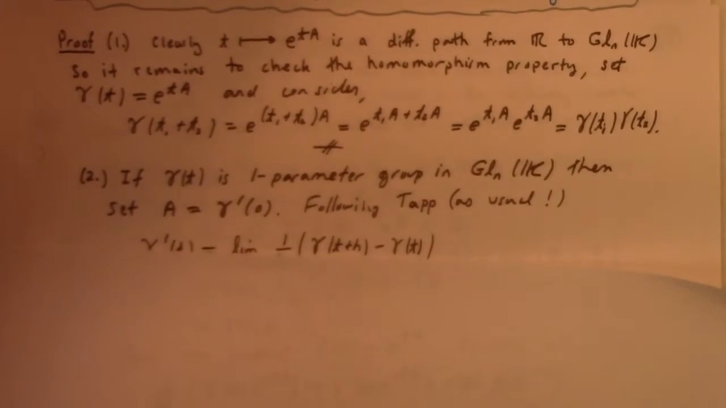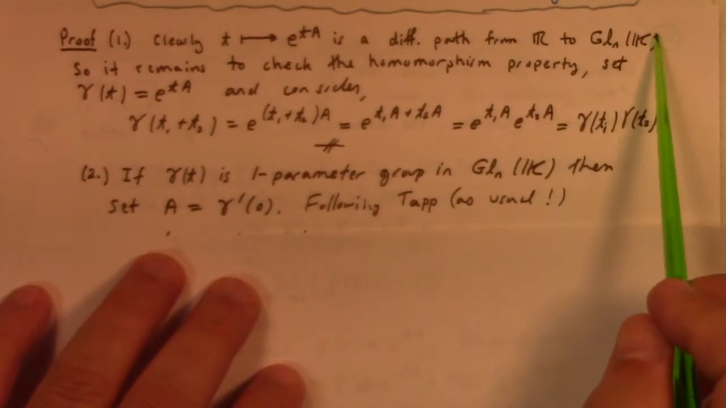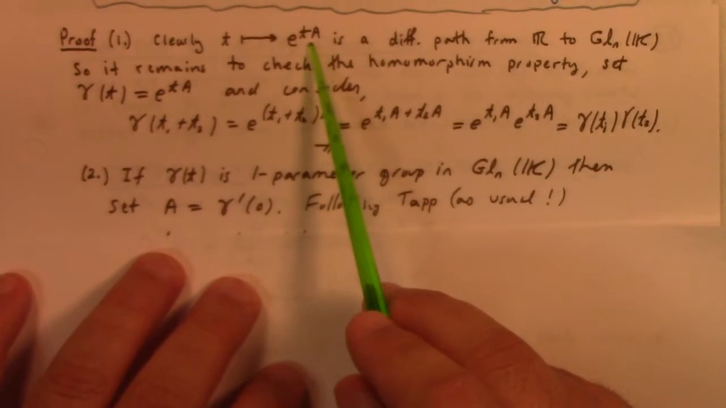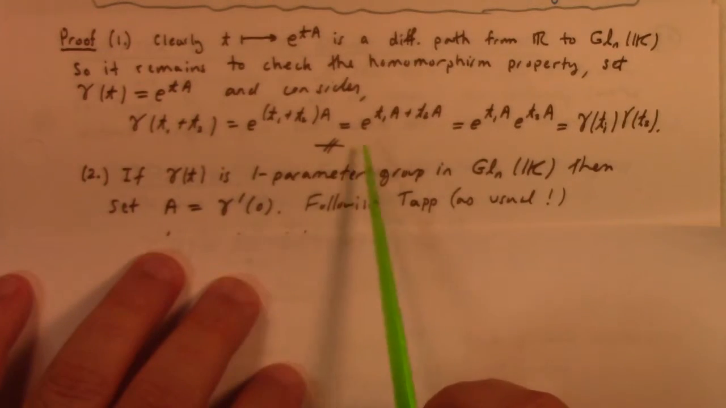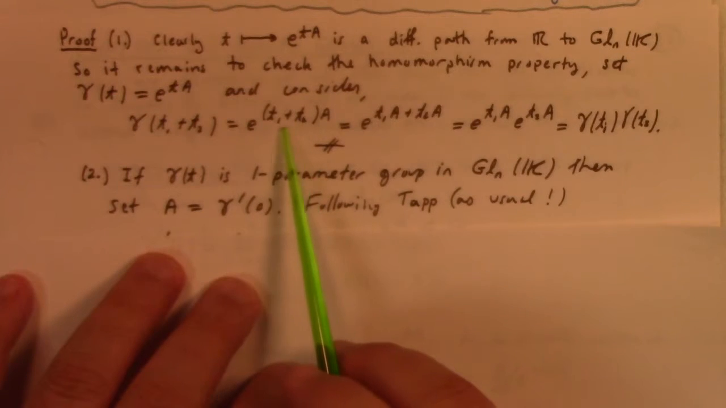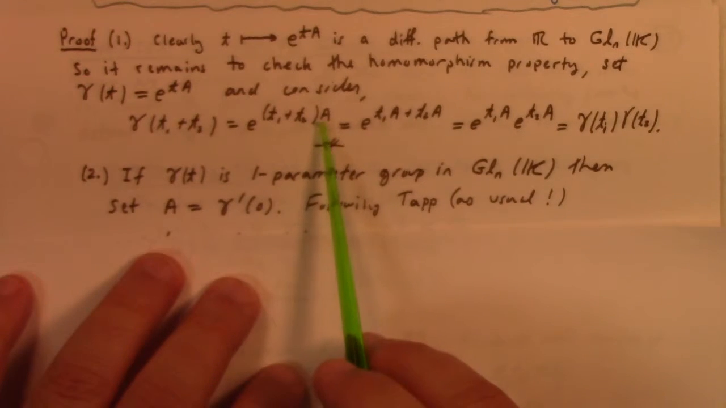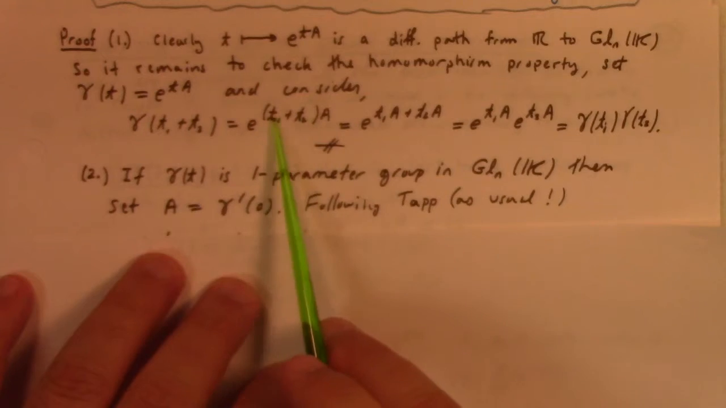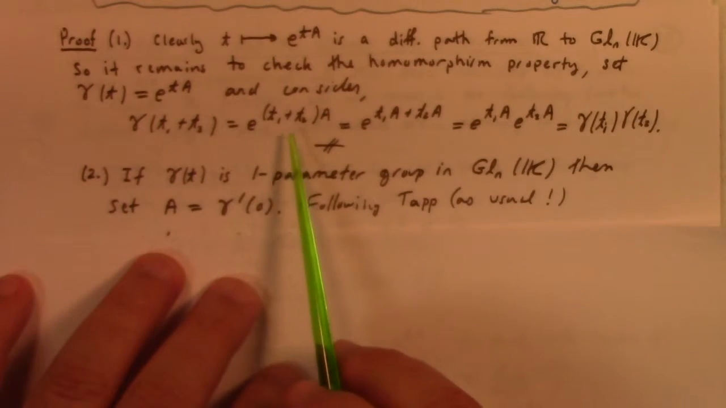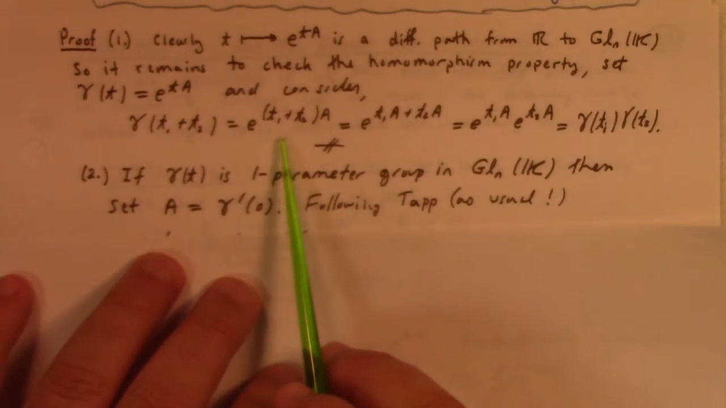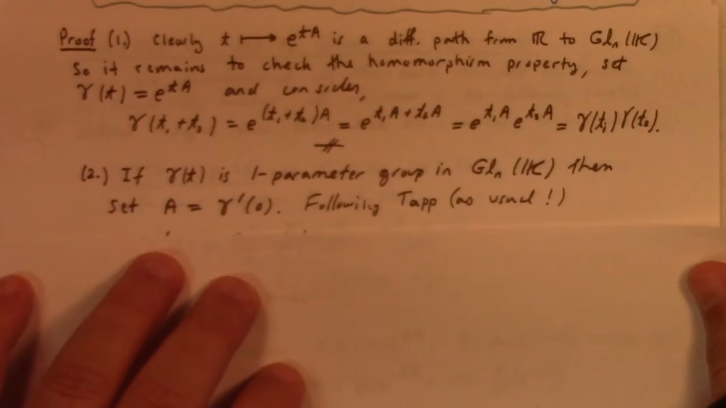So anyway, the proof. Clearly, t maps to e^(tA) as a differentiable path, and we just proved that this is in GL_n(K), right? It's invertible for each A and for each tA. How about the homomorphism property? Well, that's just the usual property of the matrix exponential, because t1A and t2A commute, and e^(t1A) times e^(t2A) equals e^((t1+t2)A). Anyway, these are commutative with respect to one another, so you get the usual exponential law. You don't have to go to that Baker-Campbell-Hausdorff stuff like we'll talk about later for more interesting non-commutative matrices. But anyway, so there you have it, the homomorphism property.